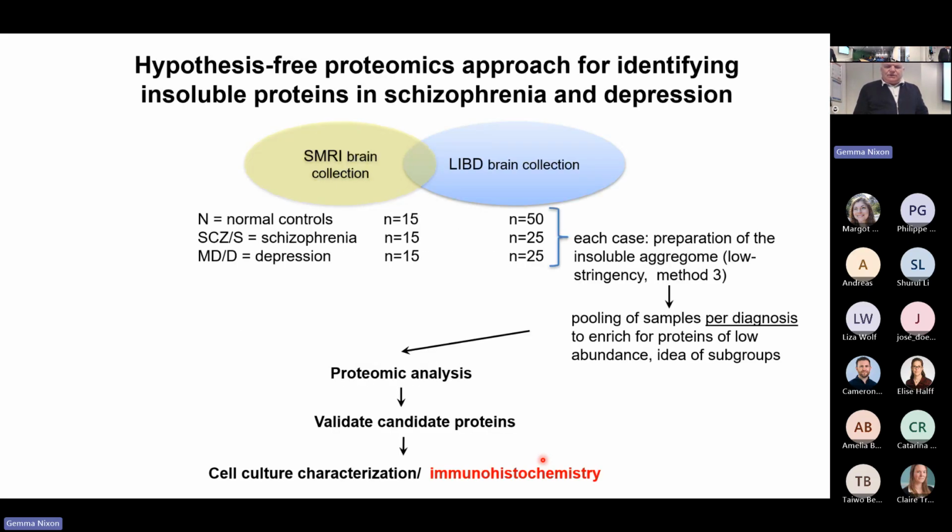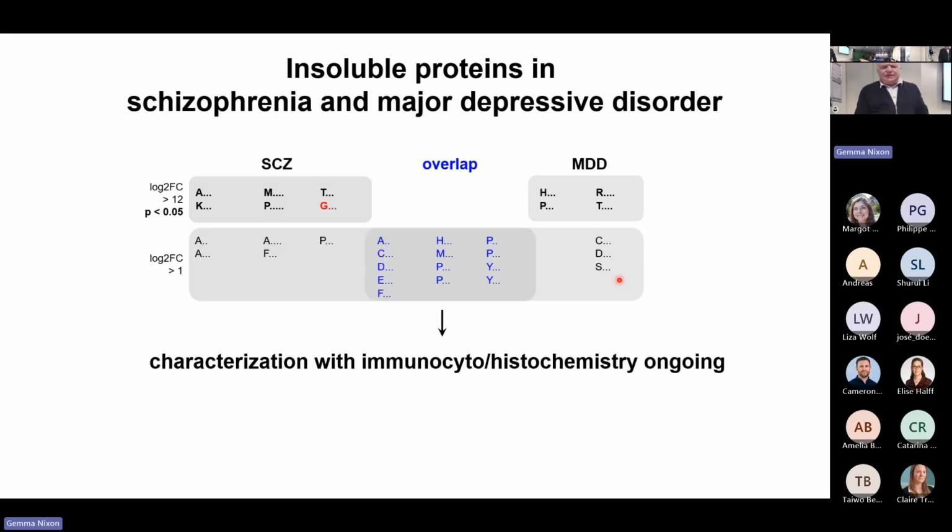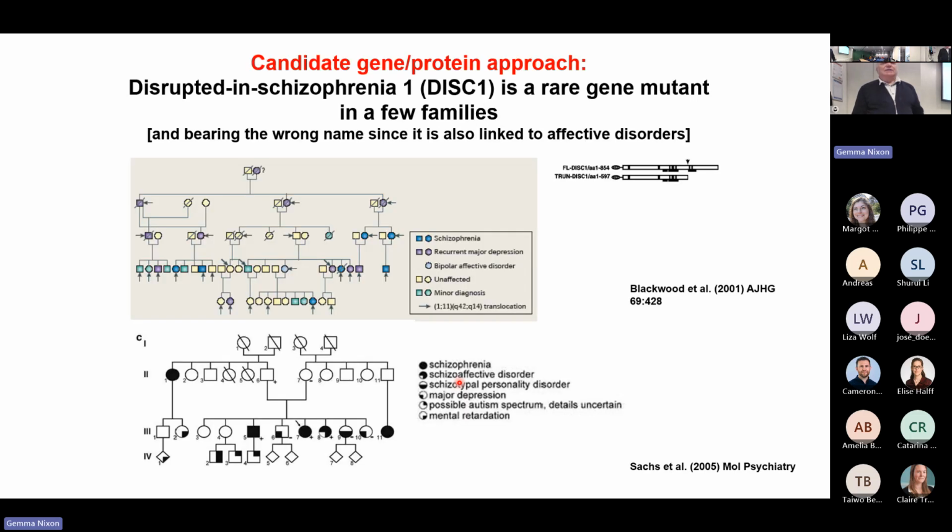And I'm just shortly jumping over the hypothesis-free proteomics approach, which is still ongoing. We've basically pooled two different brain collections obtained from Baltimore, the SMRI collection and the Liber brain collection. And we basically processed each case as I described, and then we validated them by single Western blots. And the interesting thing is we really got new candidates, which we are currently characterizing and hopefully publish quite soon. And I can't give you any details at this point, but rather I focus on this candidate protein approach.